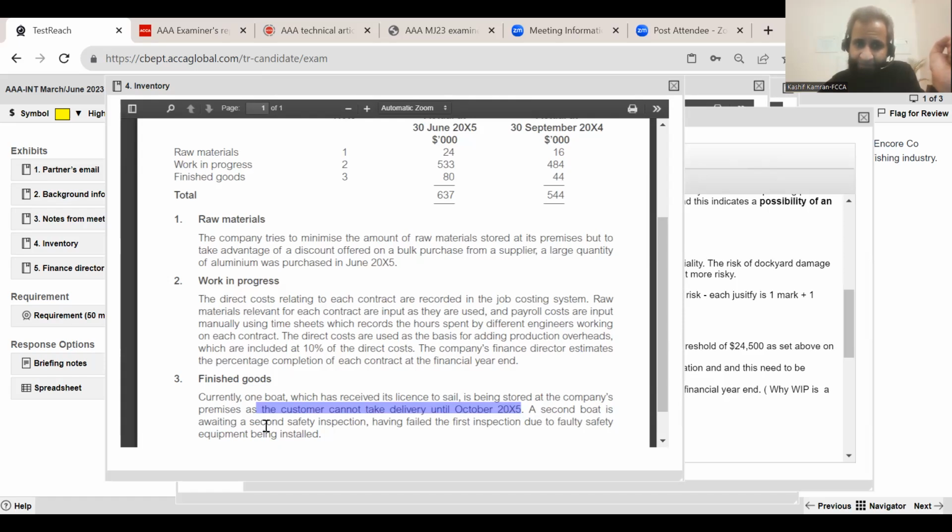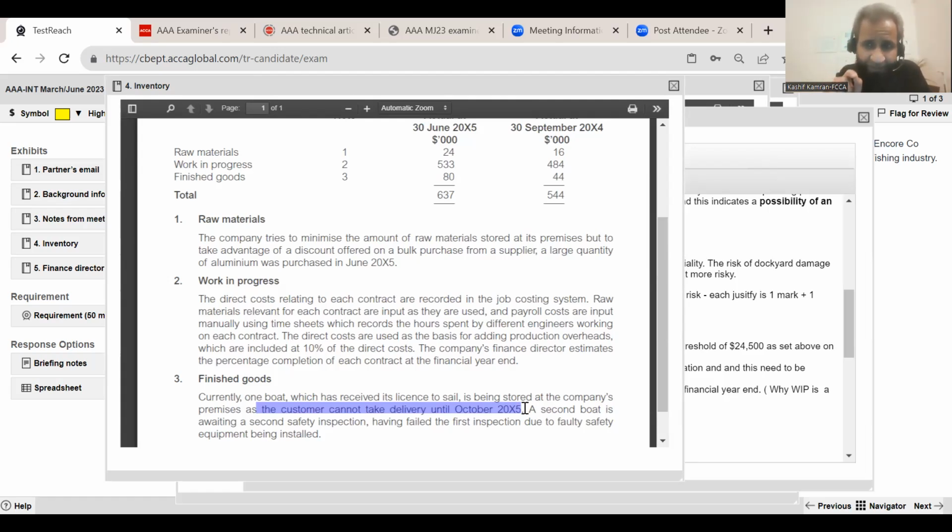A second boat is awaiting safety inspection, having failed the first inspection due to faulty safety equipment being installed. So there are 2 boats in the finished goods, each one of them having a problem. The first boat has already received a license, but the customer cannot take a delivery, so you're holding it. Now, when you look at the accounting policy for the company in exhibit number 2 of this case study, it says that when the boat receives the license, the revenue should immediately be recognized because the performance obligation is met. That's, I think, somewhere in exhibit 2.